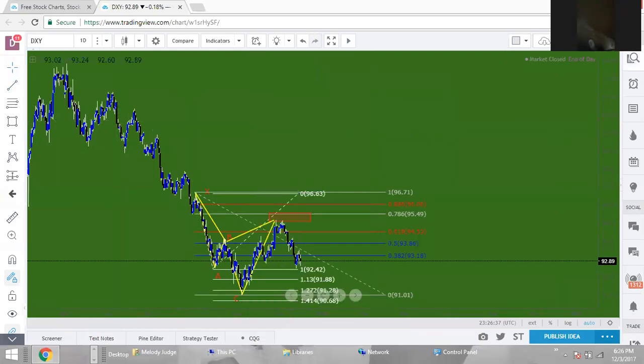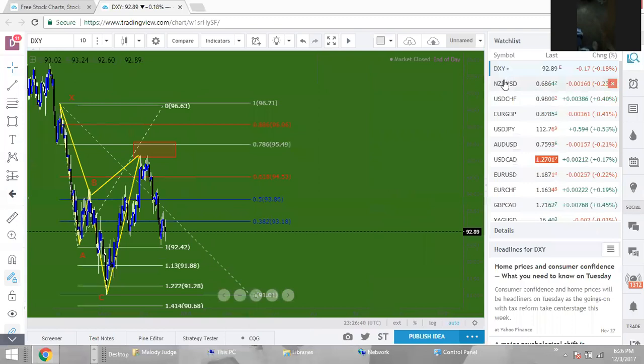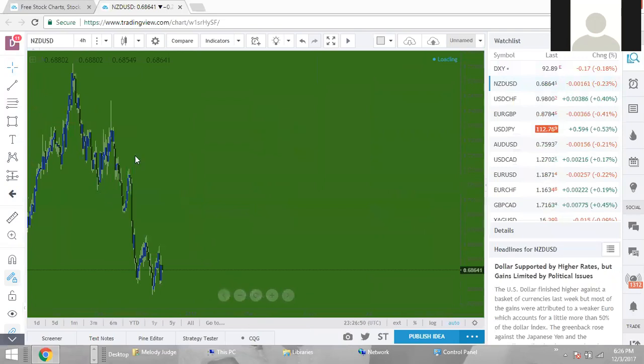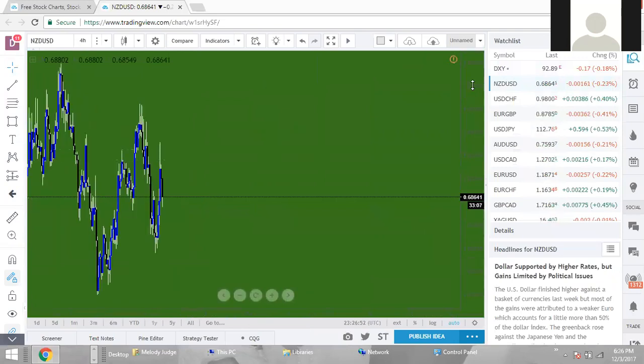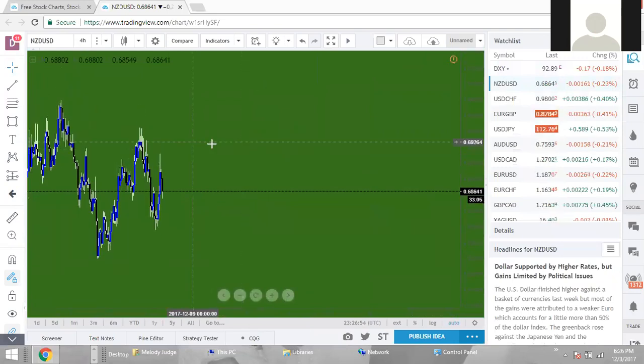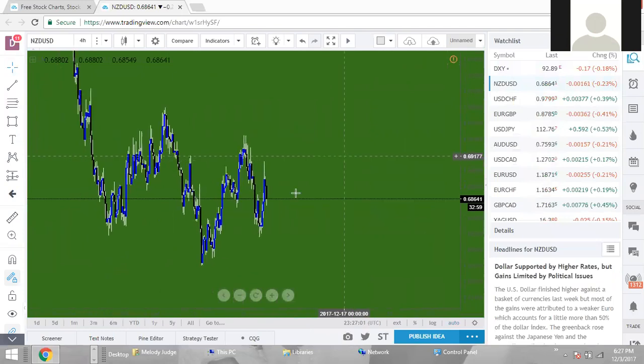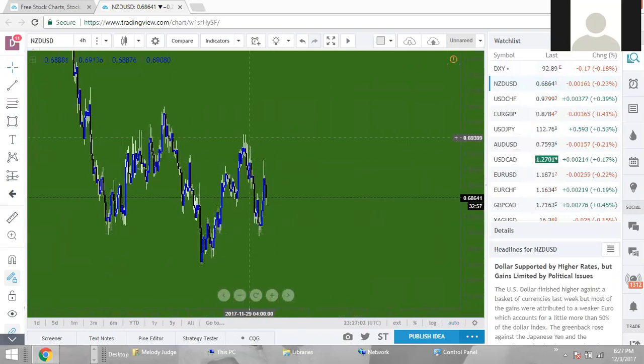Let's see if we can find another Cypher somewhere. NZD/USD. You can find these patterns on any time frame, any pair, any stock, any market. Four hour happens to be my favorite time frame. I don't know why, I see them better there. Let's see if this is actually a Cypher. We might have one here.